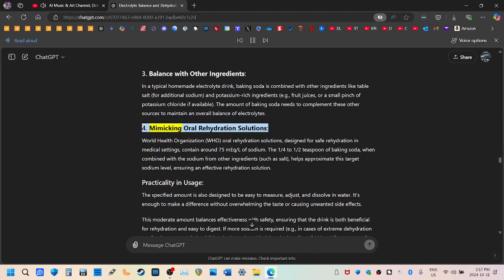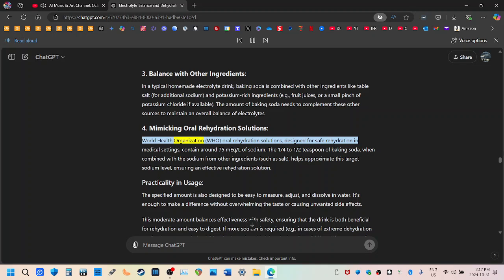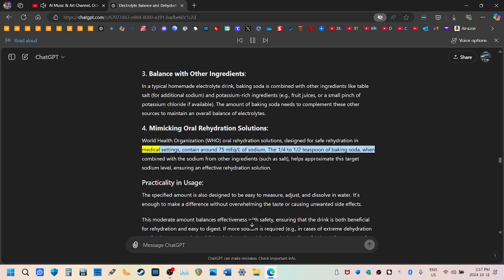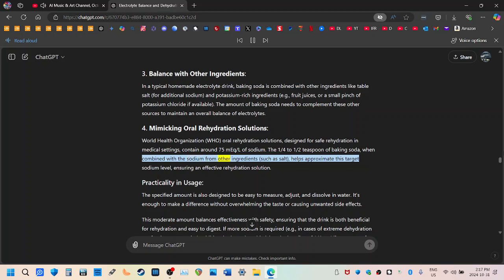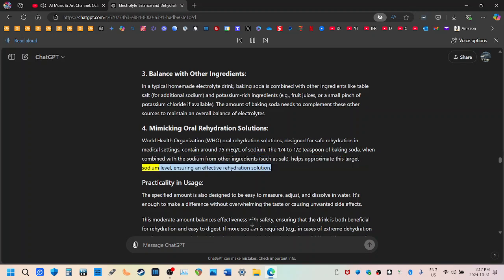4. Mimicking oral rehydration solutions. World Health Organization, WHO, oral rehydration solutions, designed for safe rehydration in medical settings, contain around 75 mEq/L of sodium. The 1/4 to 1/2 teaspoon of baking soda, when combined with the sodium from other ingredients, such as salt, helps approximate this target sodium level, ensuring an effective rehydration solution.